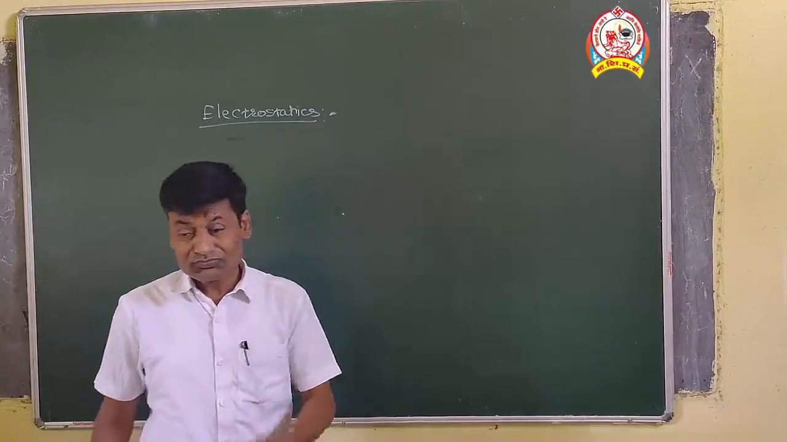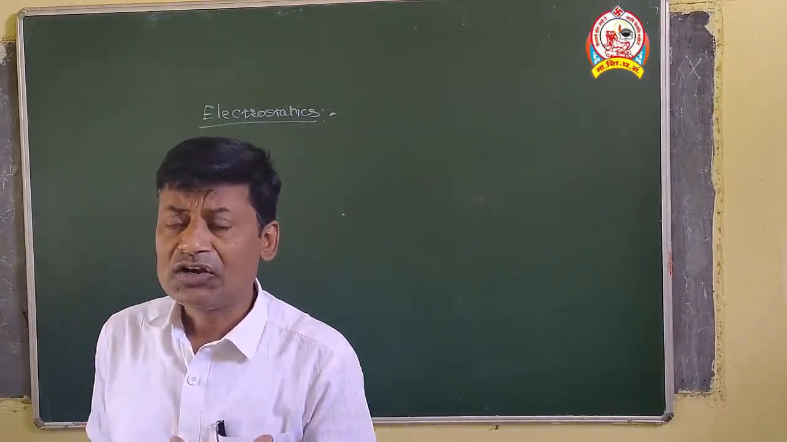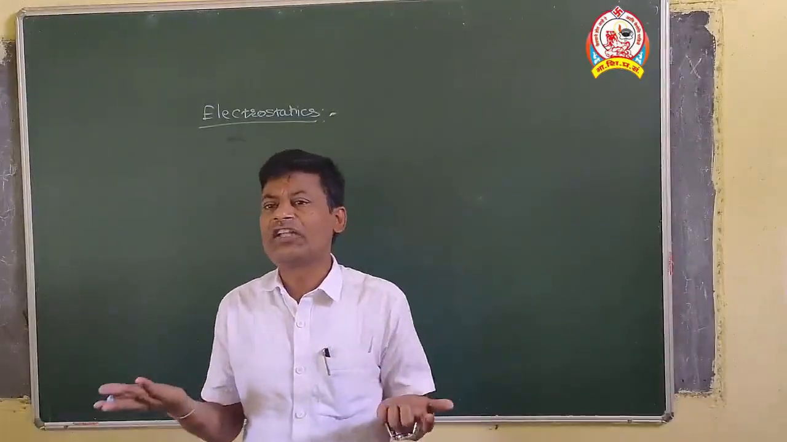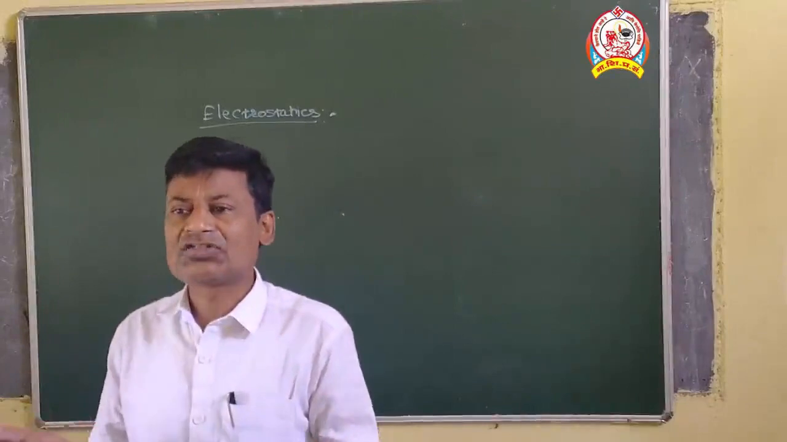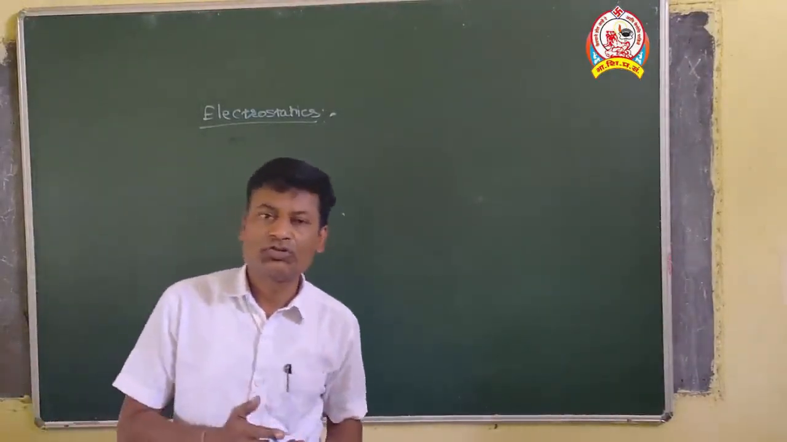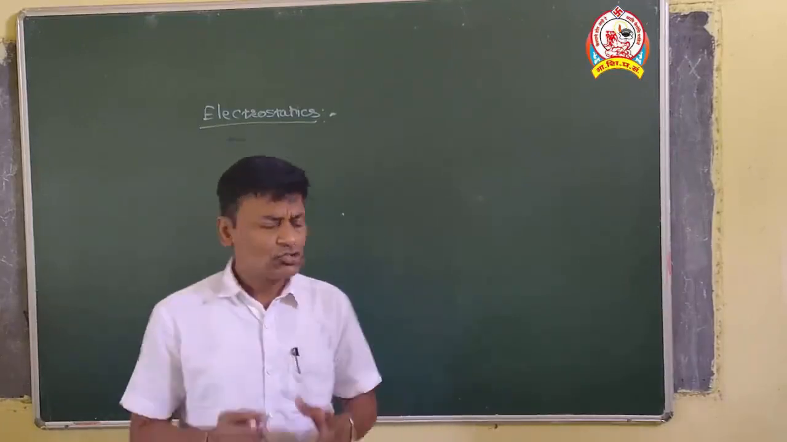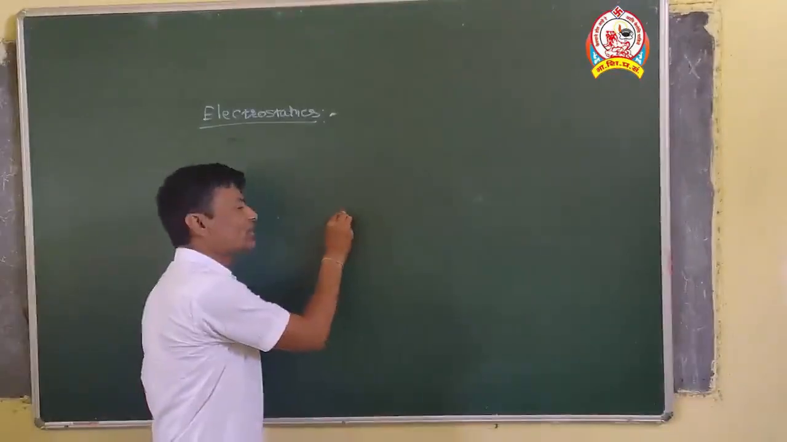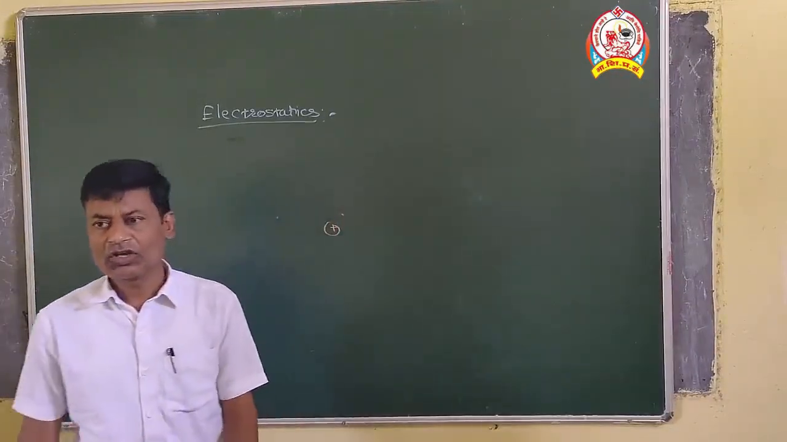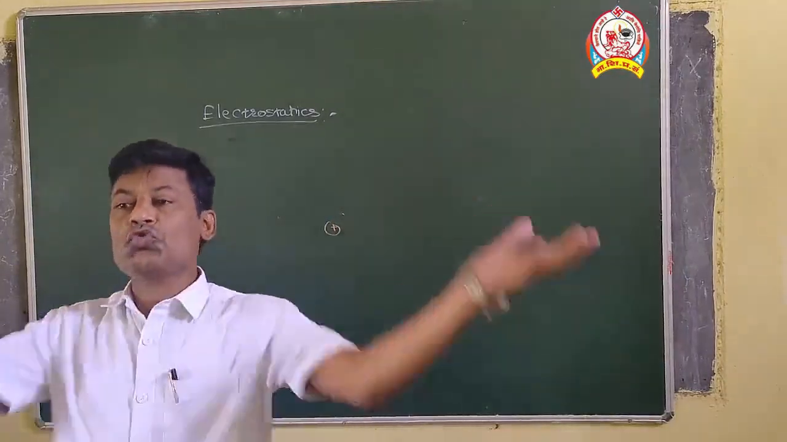Now, how is it generated? You know that when we rub a glass rod with silk, as we learned in 12th class, charges are developed. One is the positive charge and another is the negative charge. So first of all, we consider the charge to be a positive charge.